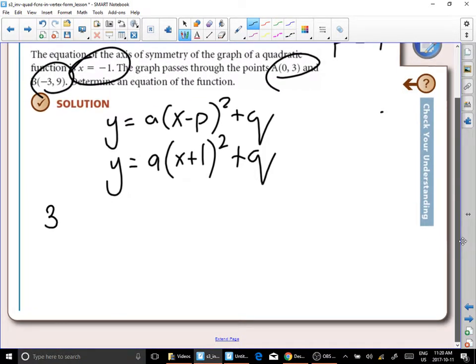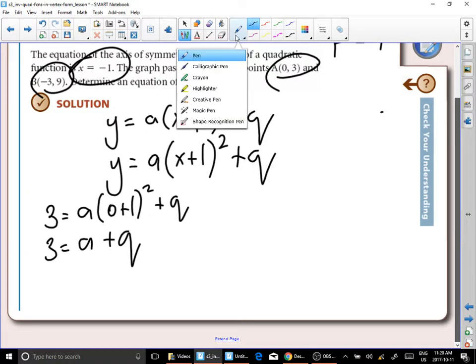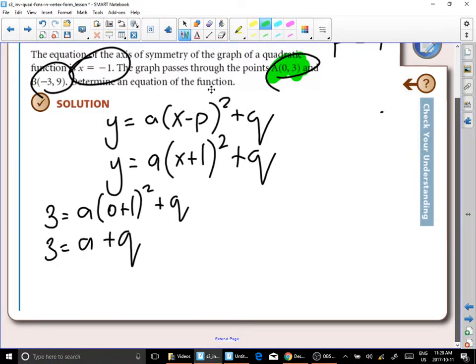So 3 equals a(0 + 1)² + q. That's going to give us 1 squared, which is 1. So that's just a + q. So we know that a + q is equal to 3. Now, we have no idea what a and q are, but we know that if we add them together, it gives us 3. And we got that by just substituting this point here into that equation there.